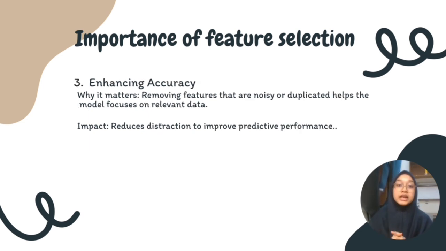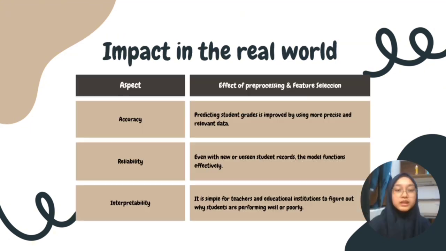The last one is eliminating noisy or unrelated features, which allows the model to concentrate on the most informative data, which improves overall accuracy. Preprocessing and feature selection play a key role in improving the performance of a predictive model, especially in the education domain. These two steps directly influence three important aspects, which are accuracy, reliability, and interpretability.